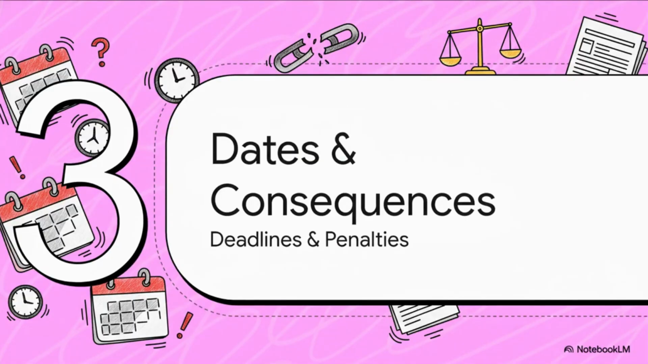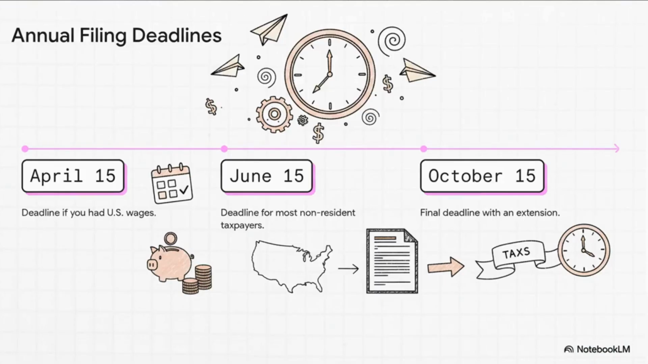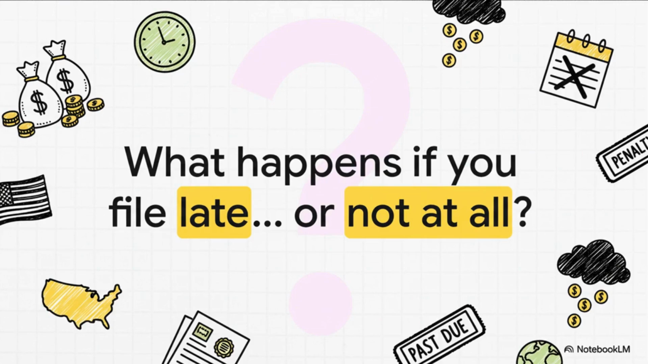Okay, as with any tax form, you know there are going to be deadlines. And trust me, understanding these dates and what happens if you miss them is absolutely crucial. All right, get ready to circle some dates on your calendar. If you had U.S. wages, your deadline is the one you always hear about, April 15th. But for most other non-residents, the really important date is June 15th. And hey, if you need a little more time, you can file for an extension, which bumps your final deadline all the way to October 15th. And that, of course, brings up a really important question. What are the stakes here? I mean, what really happens if you file late? Or maybe you just don't file at all?